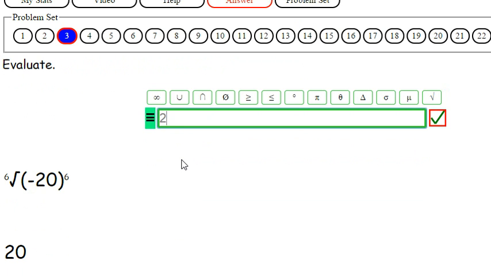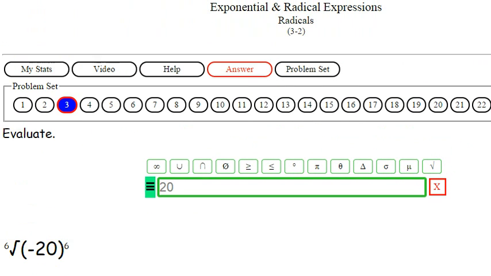Let's check, see if this works. Bam. All right. So there you go.